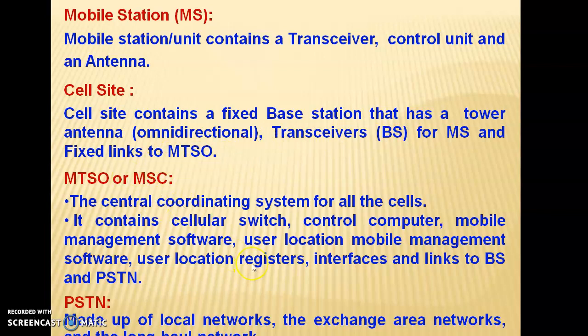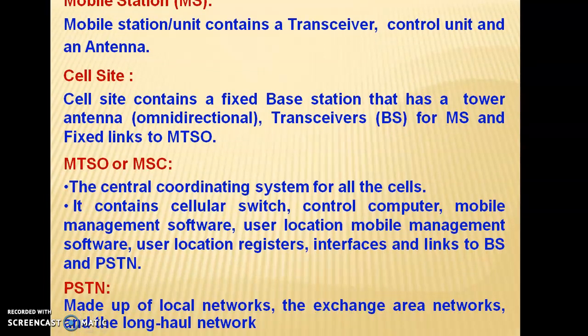Now, what is the mobile switching center? This is the most important building block, and that is why it is a very complex one. Why? Because this building block is the central coordinating system for all the cells, and that is why it contains a cellular switch and lots of components, including a control computer, mobile management software, and user location management software. It also needs to track the location of all users. That is why it provides user location registers, interfaces, and links to the base station and PSTN. The PSTN is made up of local networks, the exchange area networks and the long haul networks.